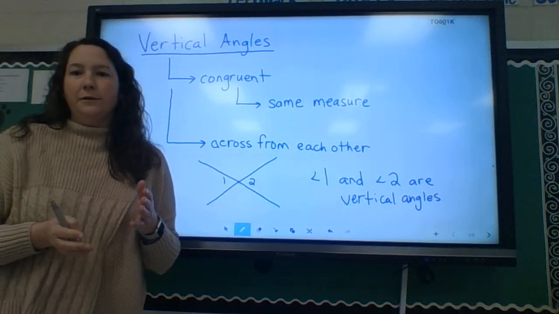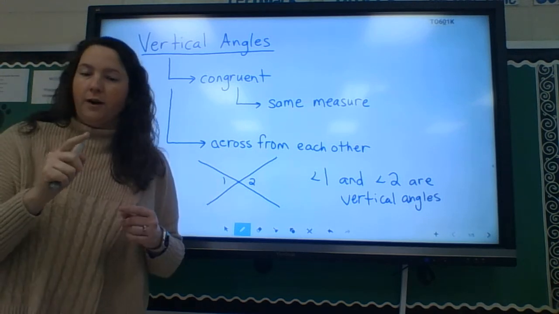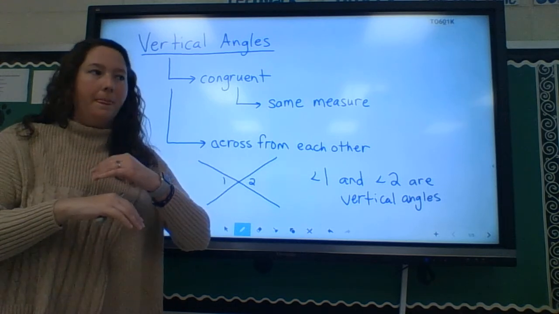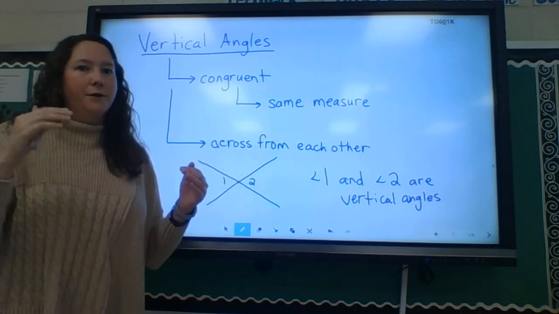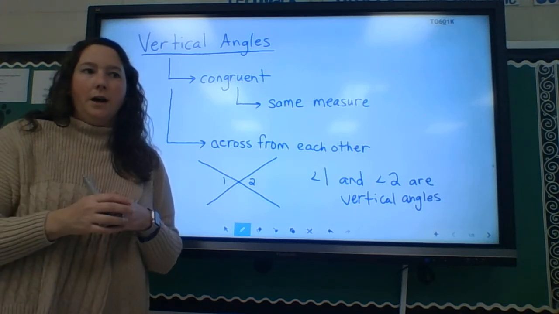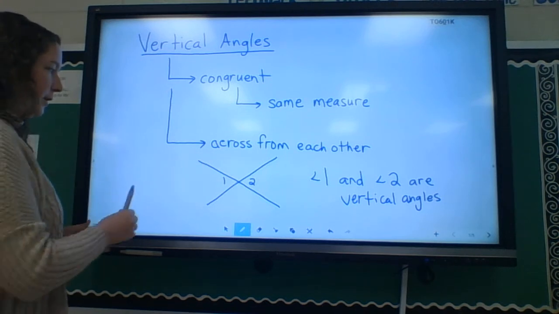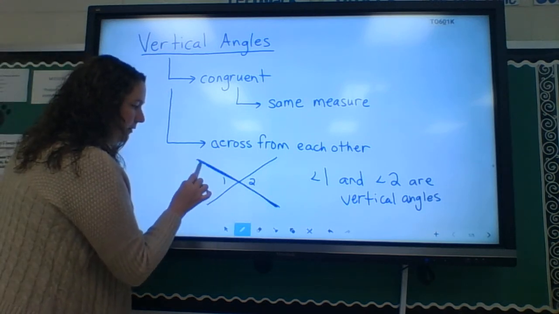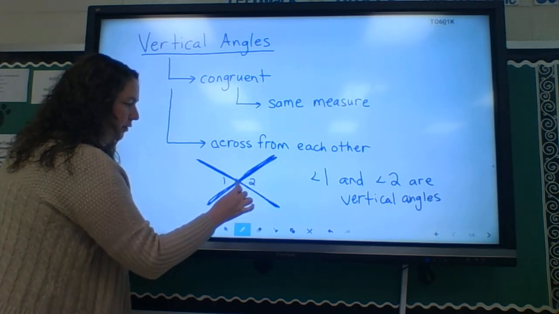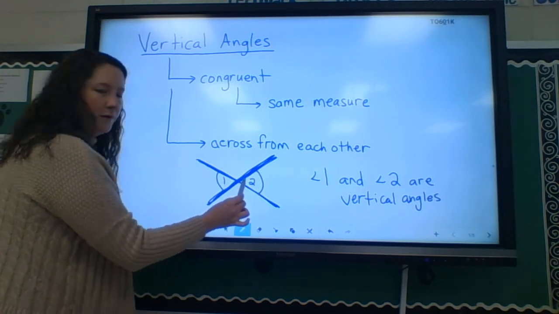So vertical angles. Vertical angles are congruent, first of all, and they are formed by two lines intersecting. So you can think of two roads that are intersecting, those would form vertical angles. And they are congruent, they are across from each other. So here are my two lines that have intersected. They are intersecting lines. And the vertical angles would be number 1 and number 2. They are across from each other.